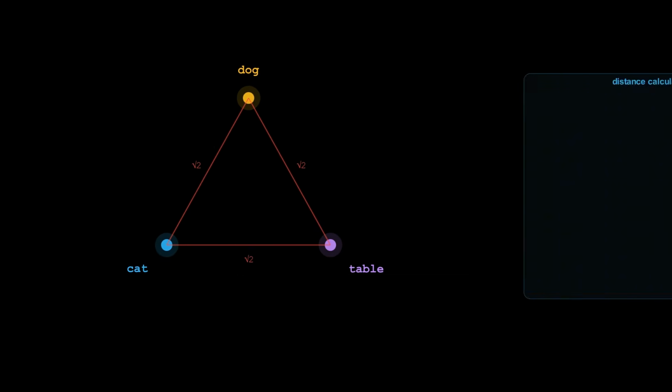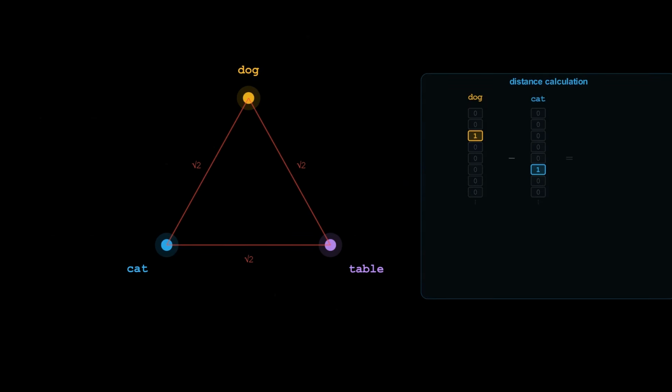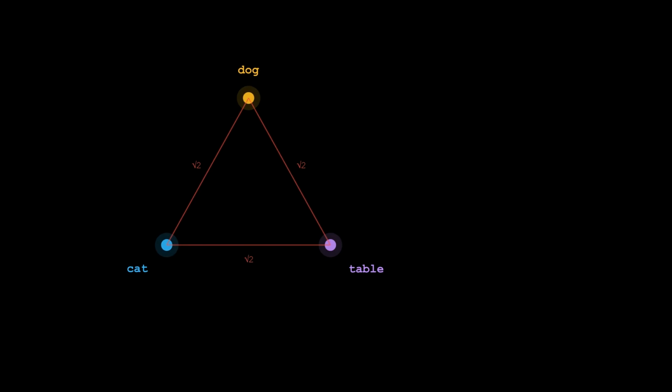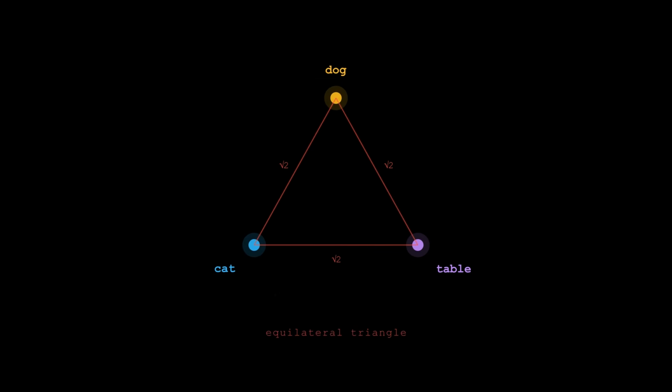In this system, the distance between dog and cat is exactly the same distance between dog and table, because every pair of words has exactly one 0 swapped for a 1 between them. The math comes out equal every time. The geometry is a perfect equilateral triangle of meaninglessness.